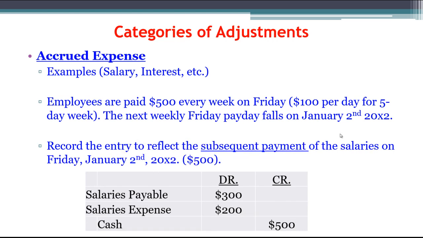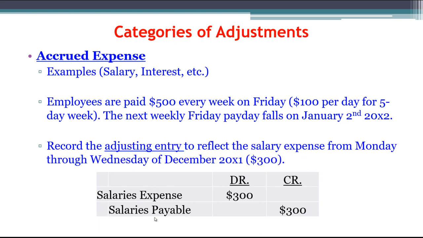Now in year 2, when payday actually happens on January 2nd of year 2, first of all, we need to remember that now 2 new days have passed that we need to record expense for. So we're debiting salaries expense for $200 more. But remember, we had that salaries payable set up last time. Now we're going to pay it off. So we're debiting salaries payable to decrease that, and we're crediting cash for the final $500 we're paying them. Again, this is not an adjusting entry. This is that subsequent entry after the initial adjusting entry.